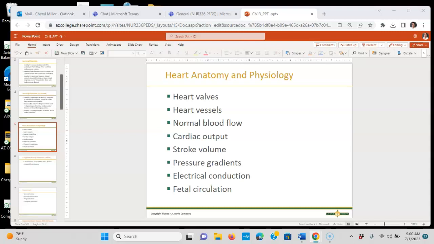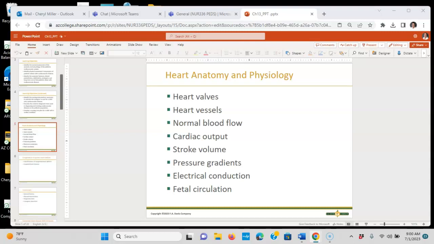Okay, so you've got to know your valves, your vessels, the normal blood flow, cardiac output, stroke volume, pressure gradients, the electrical conduction, and the fetal circulation. So you've got to know how it was going in utero and how it's going now and what changes are. So NRP, the neonatal resuscitation program, has great pictures of that. If you search that online, there will be tons of pictures. So you've got to know how blood was flowing prior to the baby taking its first breath.